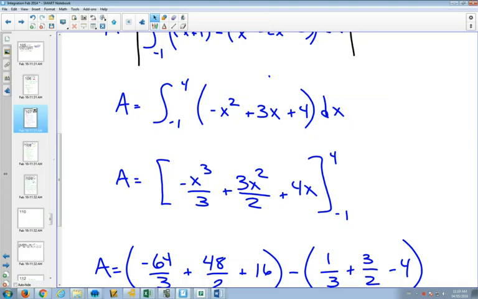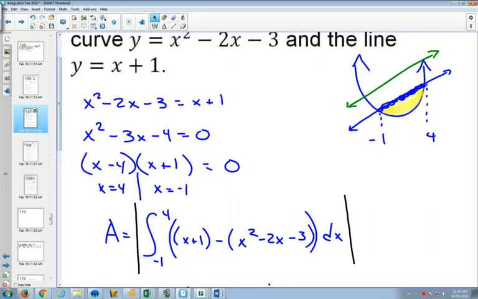So I find it's always very helpful just to draw that little sketch off to the side. It doesn't have to be perfect. You know it's a parabola, you know it's a line. If they do intersect and you draw that sketch, you can see that the line has to be on the top.